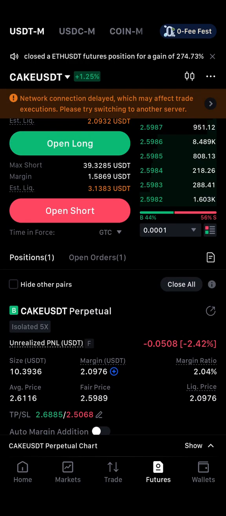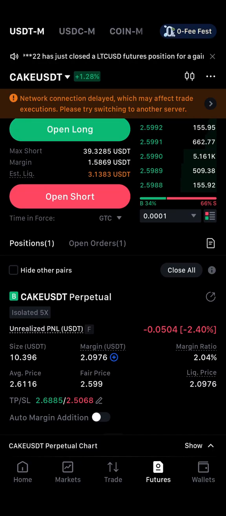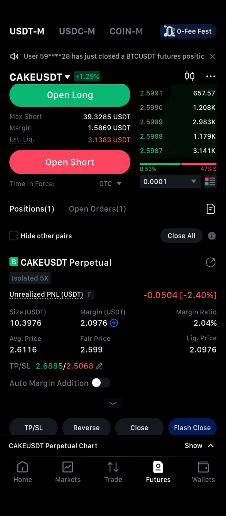And this is the fair price where it is. There is something I want you to see here. It says that once the price of this project goes down to 2.0972, I will be liquidated. All right, so that is what it is. Now remember, once your trade is executed, the next thing you're going to do is to set your stop loss and your take profit.